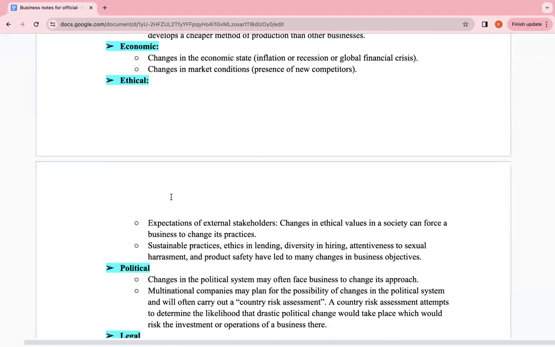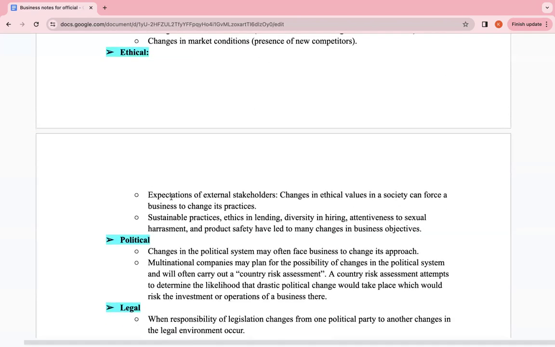We have ethical objectives. So basically, expectations of external stakeholders, changes in ethical values in society can force a business to change its practice, especially lately with the sustainability. Well, this is actually very related to business management, especially when it comes to sustainability and people's standards of sustainability and having green credentials. It's very, very important for business to be sustainable. So, and this is an example for ethics. It's very important for ethics actually, and businesses are having to invest in ethical production processes and whatnot, in order to actually fit in with the ethical standards of society.